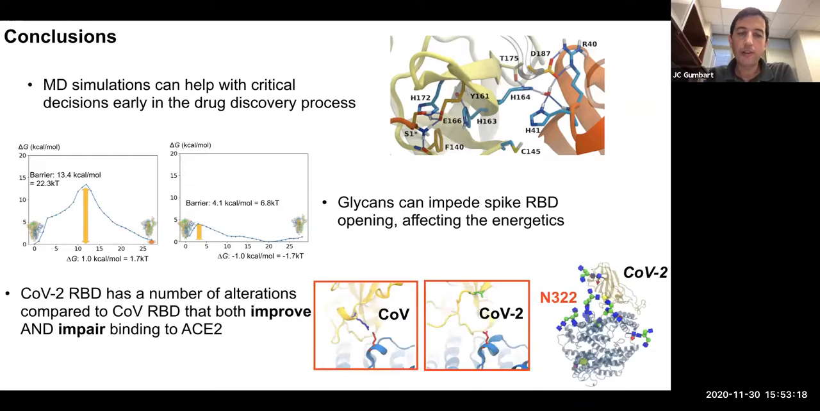We also see that there are a number of differences between the receptor binding domain in CoV-1 and CoV-2. These differences can, in some cases, improve binding, but also in some cases impair binding. We saw that both in terms of the amino acid sequence and also in terms of the glycans. And maybe if there's one message to take from that, I would say that SARS-CoV-2 is not optimized for ACE2 binding, if there was anybody still in doubt about whether it was engineered or something.